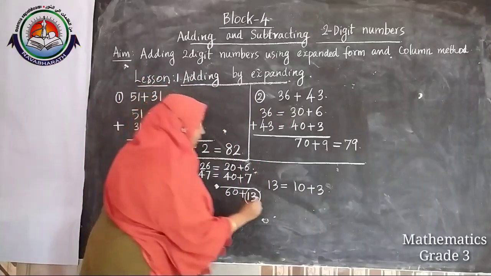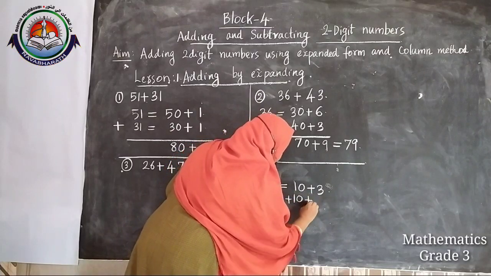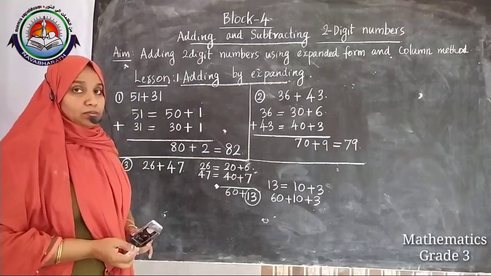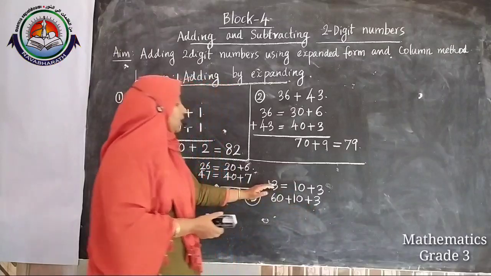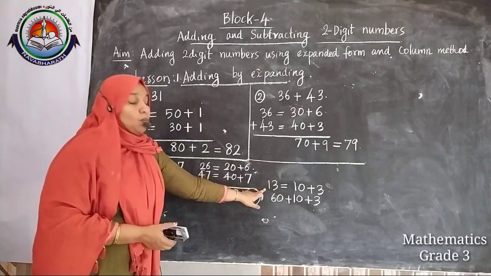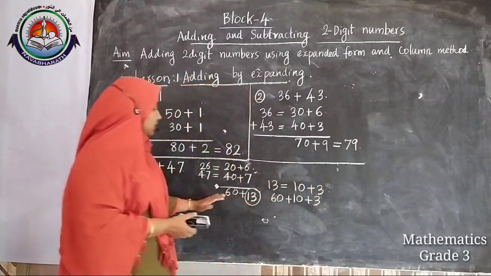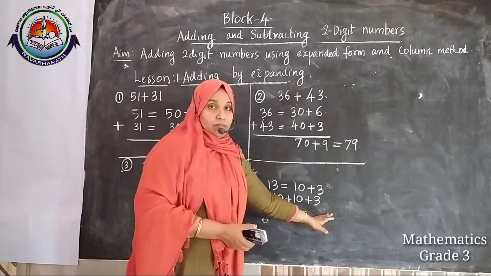Then this answer is 60 plus 10 plus 3. Understood? How did we get 60 plus 10 plus 3? We wrote the expanded form of 13, that is 10 plus 3. So this answer becomes 60 plus 10 plus 3.